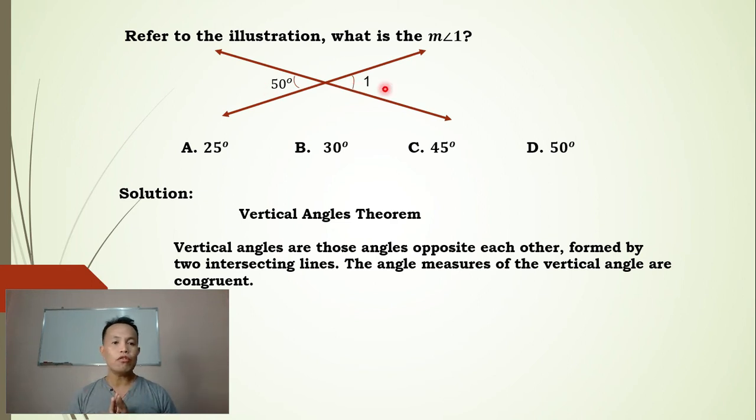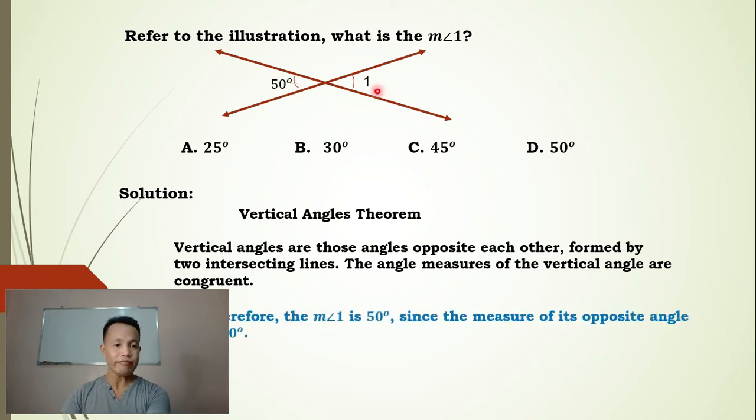When we say congruent, that means the measures of the angles are equal. So if this angle here is 50 degrees, therefore the measure of angle 1 is also 50 degrees, because according to the theorem, the angles are congruent. So the correct answer is letter D, 50 degrees. Whatever the measure of this angle is equal to the measure of this opposite angle, and likewise for the other pair. Now let's proceed to another example.